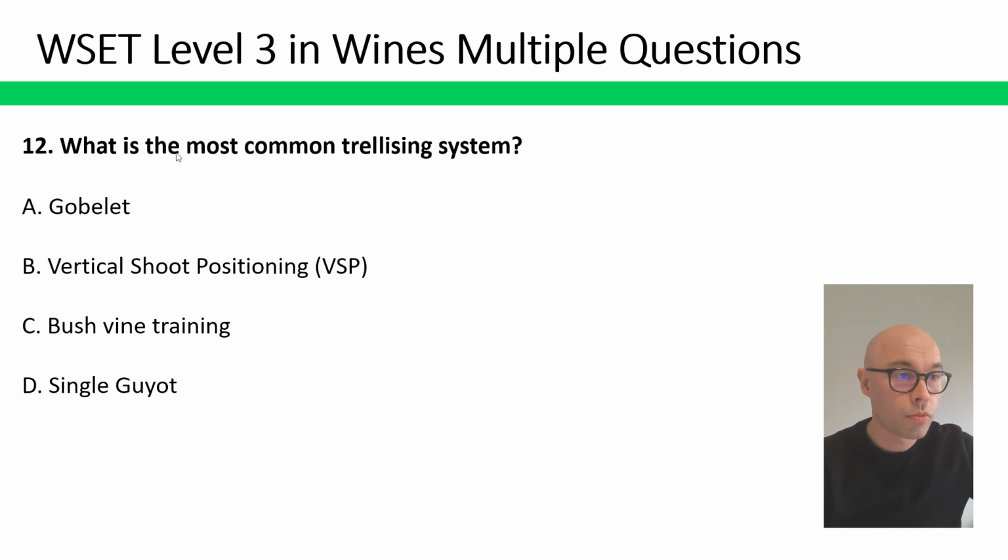What is the most common training system? Gobelet, vertical shoot positioning or VSP, bush vine training, single Guyot. The correct answer is B, vertical shoot positioning.